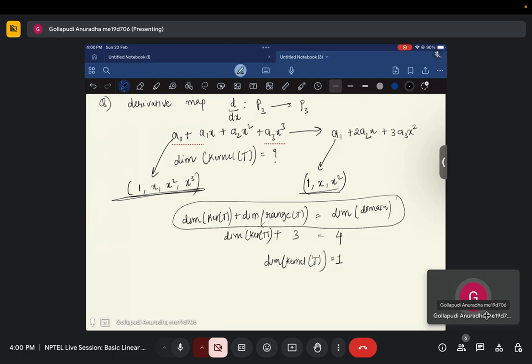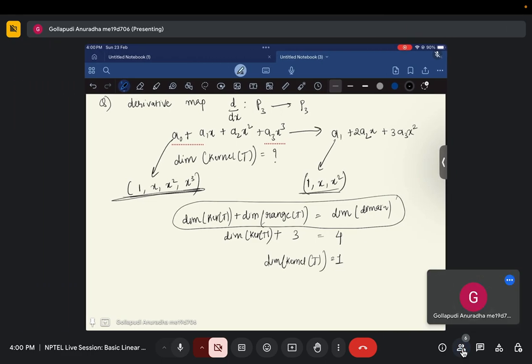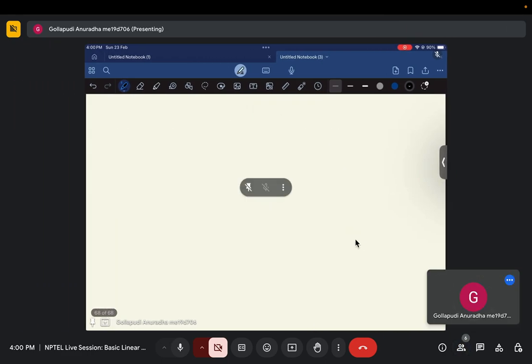We'll get back to this doubt later, no? If it is taking time, then sure, we'll definitely get back to this problem. Who is asking this question? May I know the name? Ravi Shukla. Yes, I'll definitely answer this, maybe at the end. Okay, let's move on to the next question.